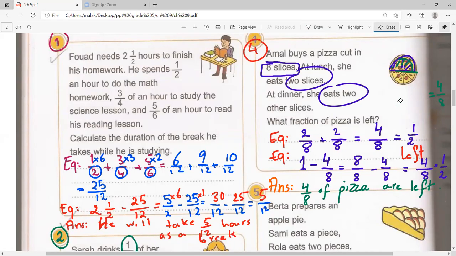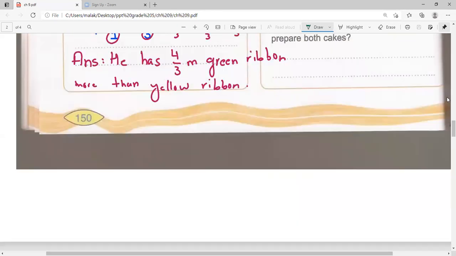Yes. Okay. Miss, mine is correct, but I did not add so many things like you. Okay. Fatima Qurani, did you attend, Fatima? I have the answer 4 over 8. Okay, good, bravo. Let's go back to page 151 now.